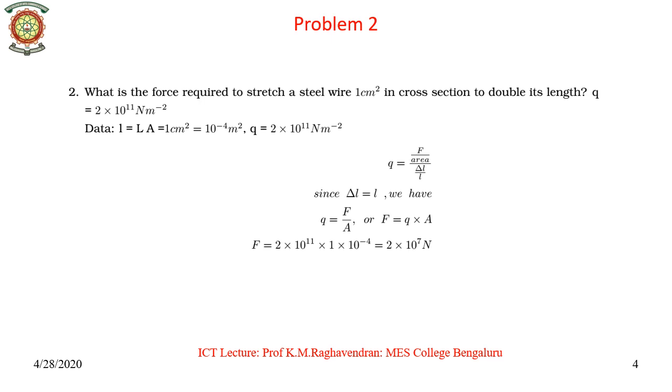Now, when you solve for F, which is 2 into 10 to the power of 11, which is the Young's modulus, multiplied by the area, which is 1 into 10 to the power of minus 4, then we obtain the answer 2 into 10 to the power of 7 Newton.